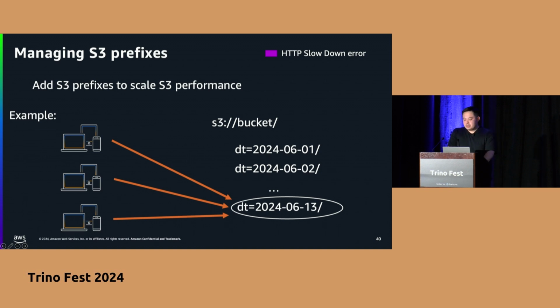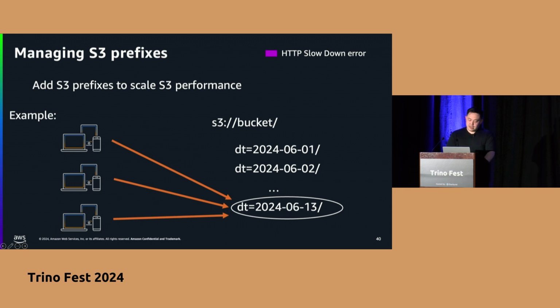Managing S3 prefix can help you achieve higher request rate on Amazon S3 because the performance rate on Amazon S3 is defined per prefix. Partitioning can help you to scale Trino workloads because you can avoid huge data scan and HTTP slowdown error.